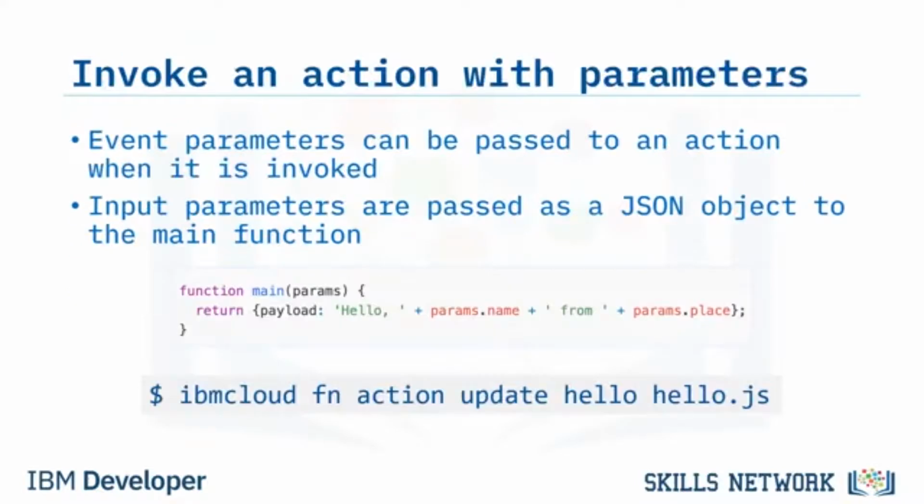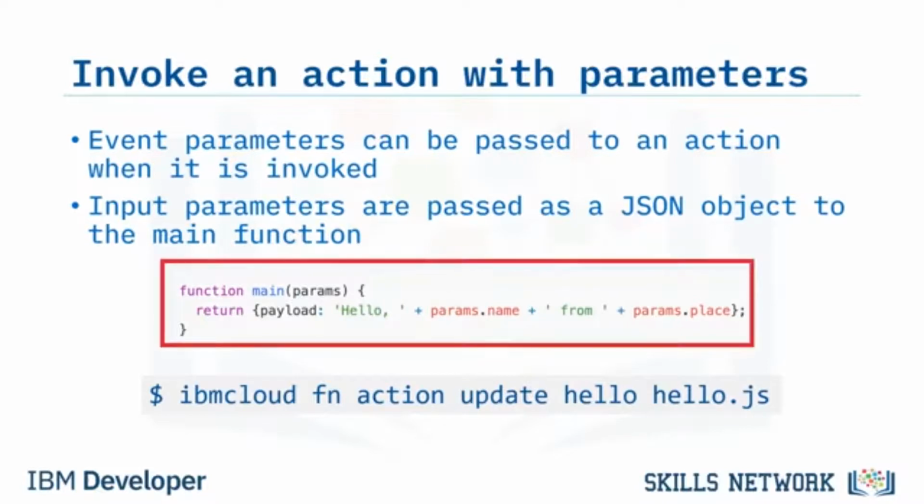Functions can be more advanced than a simple hello world. Event parameters can be passed to an action where the action is invoked. A function can be updated to look for parameters. The input parameters are passed as a JSON object parameter to the main function. Notice how the name and place parameters are retrieved from the params object in this example. You can then apply the action update command.